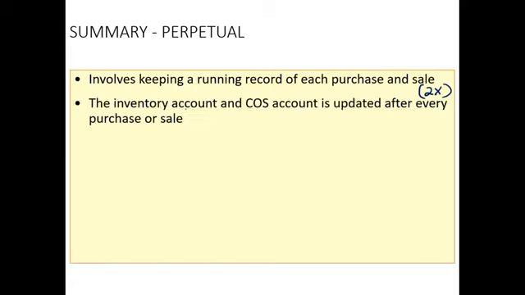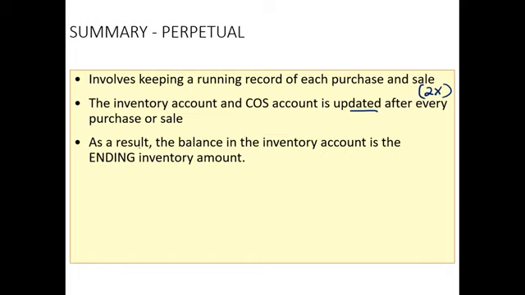So we have an inventory account and a cost of sales account that are updated after every purchase or sale. As a result, the balance in the inventory account is the ending inventory amount. So this is a very good system, the perpetual inventory system. Normally, if you use a computerized accounting system, they will give you this result. This is the ending balance of inventory.